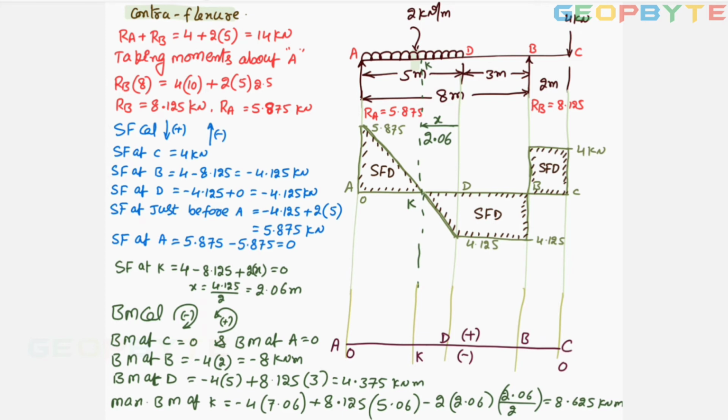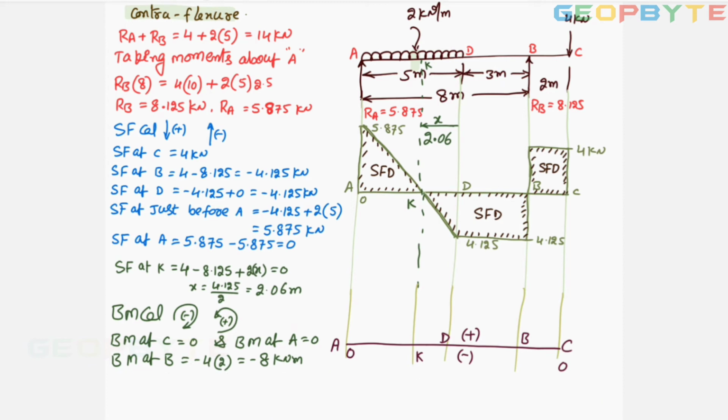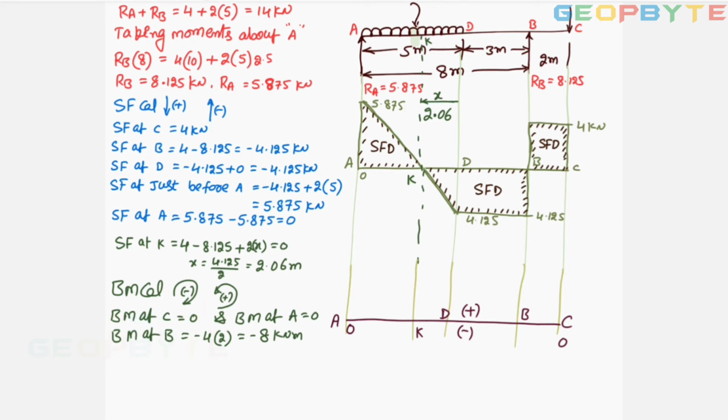Bending moment at B. Okay, definitely you are getting it in 1 minute. Dear students, I thought that this is a simply supported beam. It is not a simply supported beam. It is the overhanging beam. Bending moment diagram comes on both sides of the reference line.